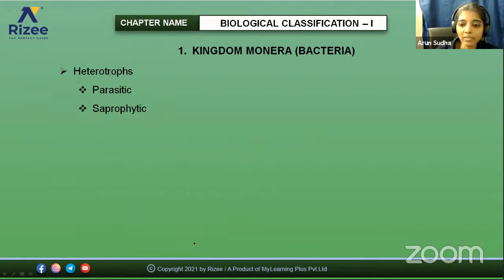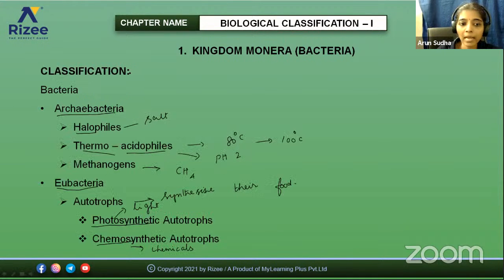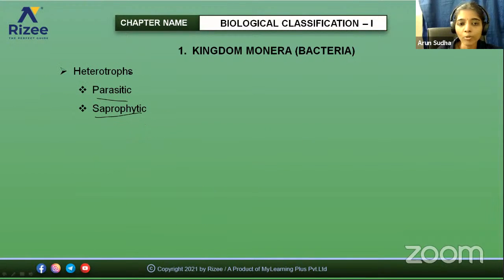And the next classification is heterotrophs. This we already saw, they may be parasitic or saprophytic. So these are the different types of classification of bacteria, that is Archaebacteria and Eubacteria. These autotrophs and heterotrophs are on the basis of mode of nutrition. And then depending on respiration, again, they can be classified into aerobic and anaerobic.